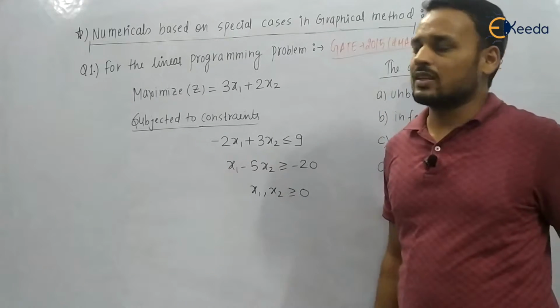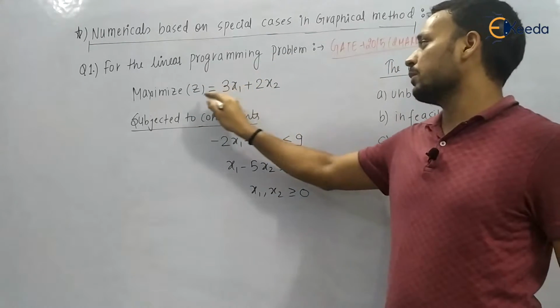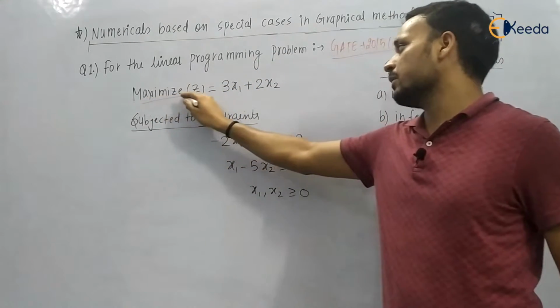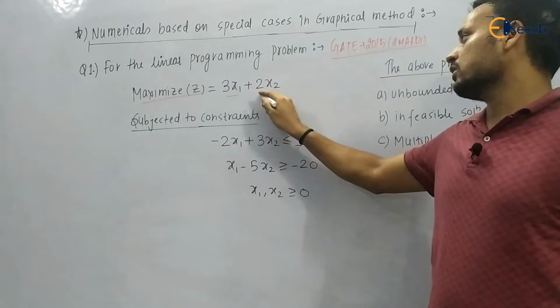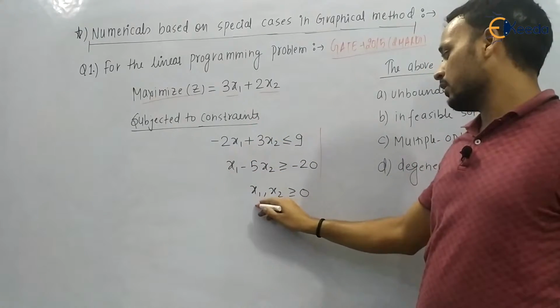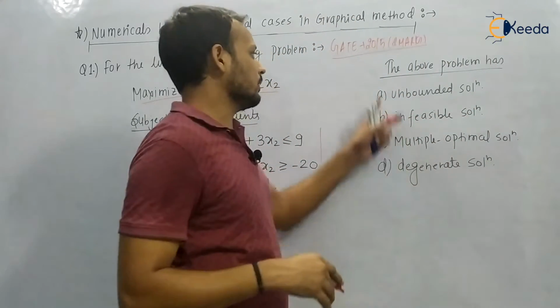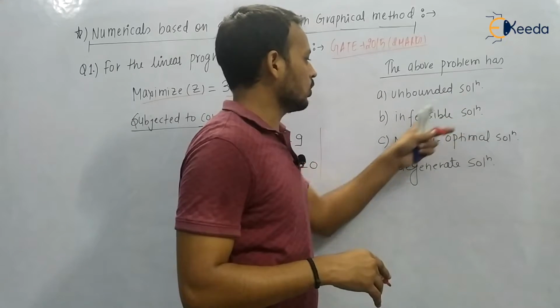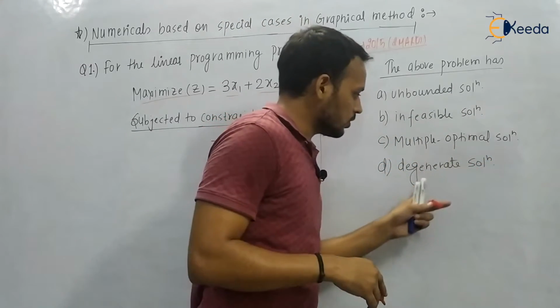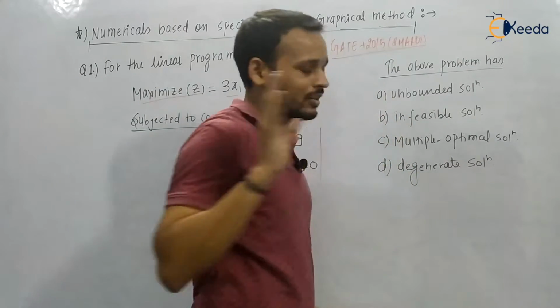Formulation of each question is the same. You already know it, that is maximization. For a linear programming problem, maximize z, our objective function is given: maximize z = 3x1 + 2x2, subject to these two constraints and our non-negativity restrictions. It is asking whether the above problem has an unbounded solution, infeasible solution, multiple optimal solution, or degenerate solution. You already know the meaning of each and every term.